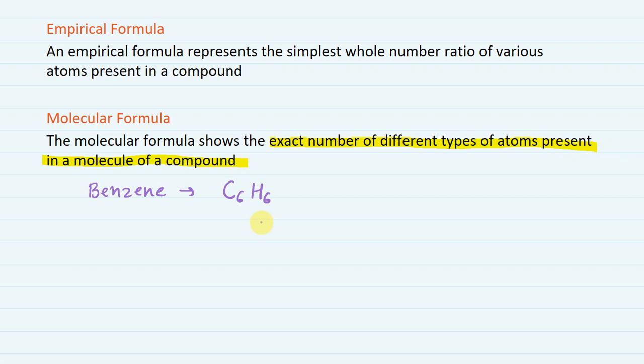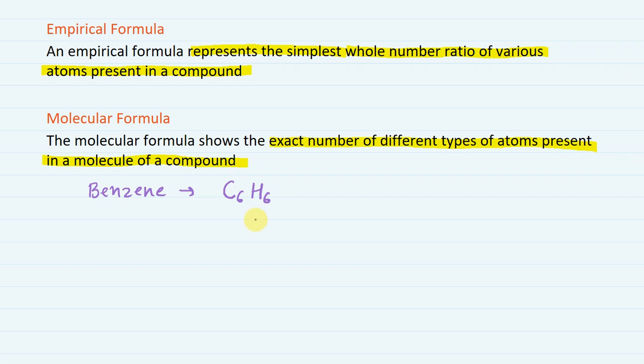Now what exactly does the empirical formula represent? We can say an empirical formula represents the simplest whole number ratio of various atoms present in a compound. This is the definition. Have you understood anything from this definition? Let us try to understand.